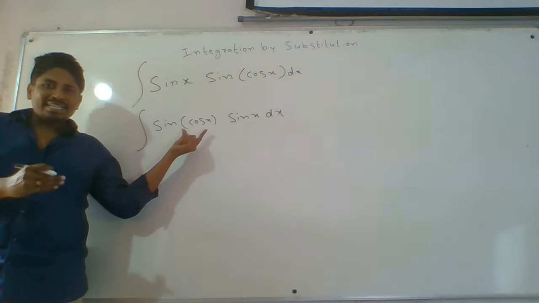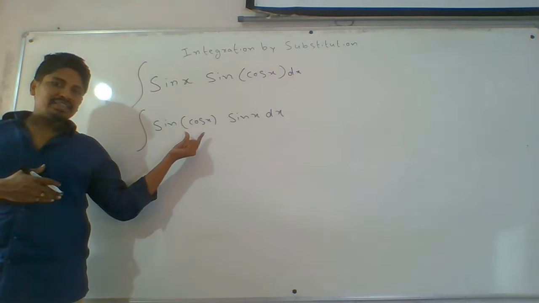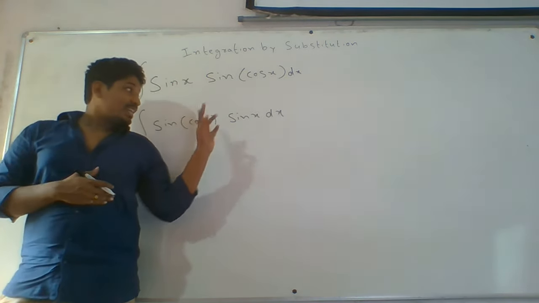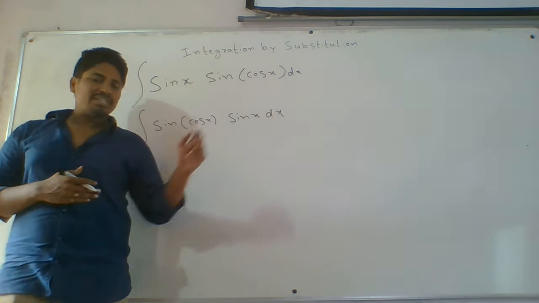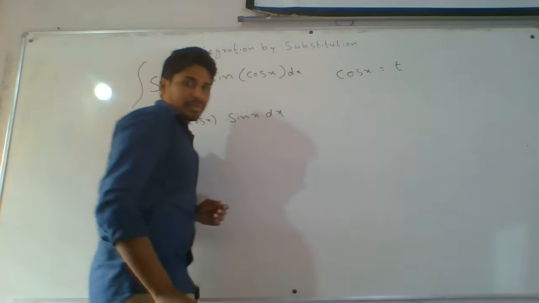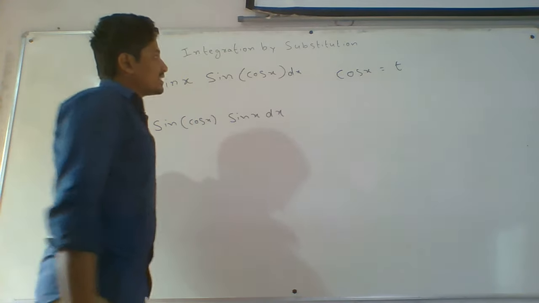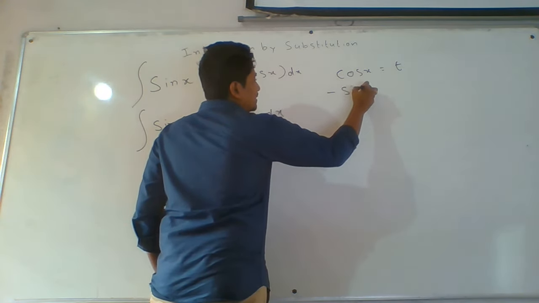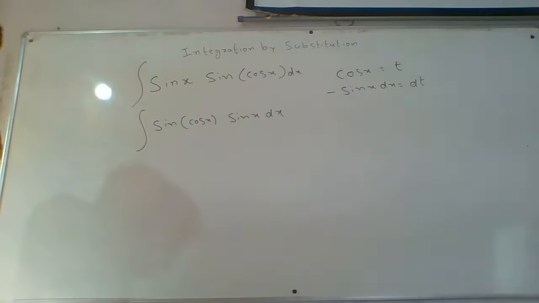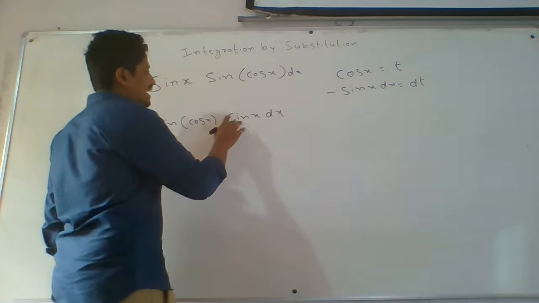If we think cos x as t and take the derivative on both sides, we will get minus sin x dx equals dt. Yes or no? See here, if we think cos x as t, what is the derivative with respect to the variable on both sides? It is minus sin x dx equals dt. Already sin x dx is there.